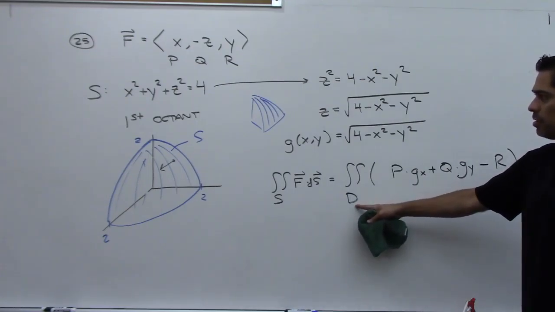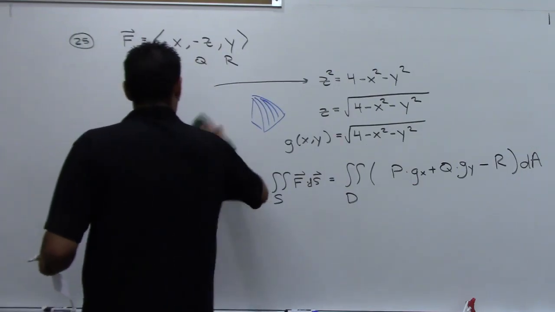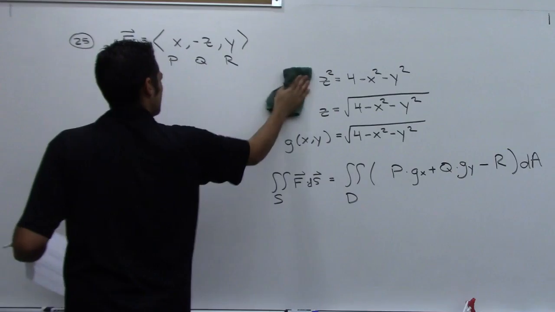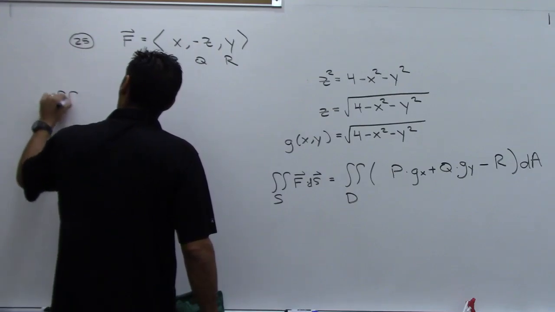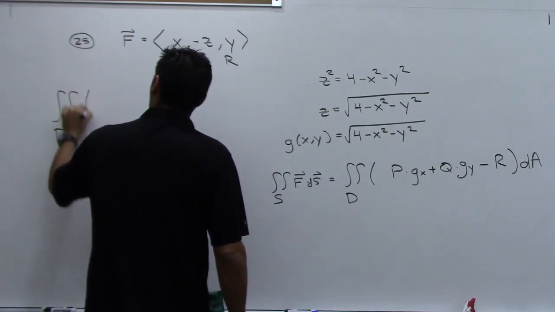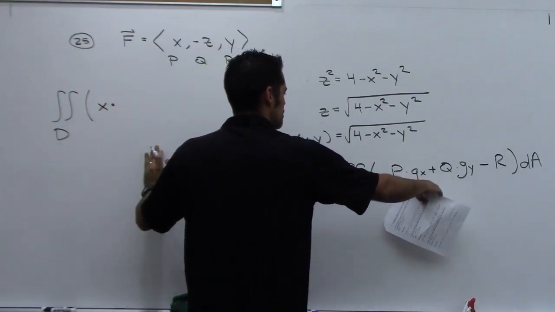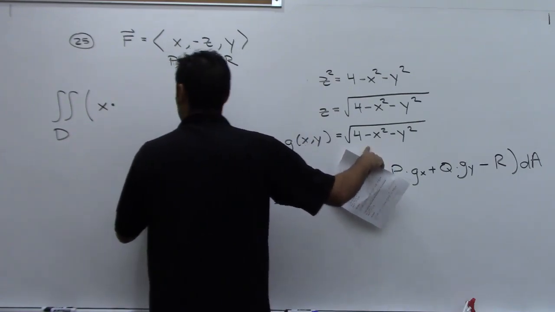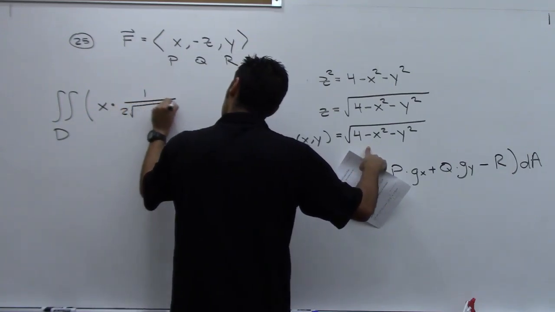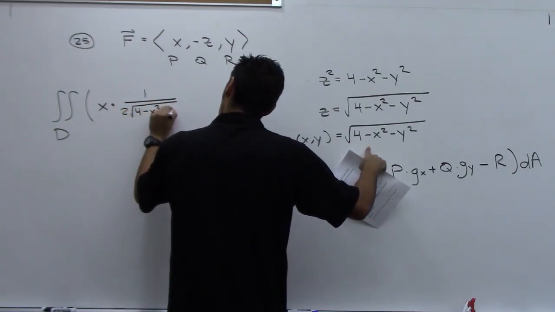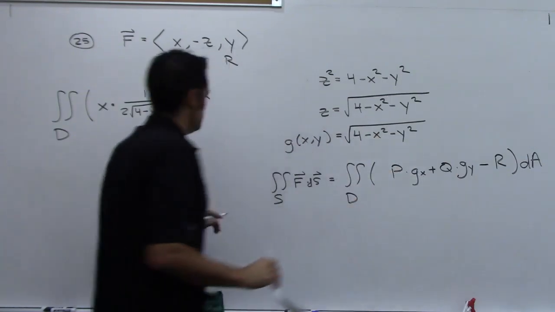We do need to figure out what our restriction on D is, but we'll get that in a second. All right, so let's now set this up. This is going to equal the double integral over D of, P here is X times the partial of G with respect to X. So the derivative of this with respect to X is 1 over 2 square root of 4 minus X squared minus Y squared, times the derivative of the inside with respect to X, which is negative 2X. That's just chain rule.